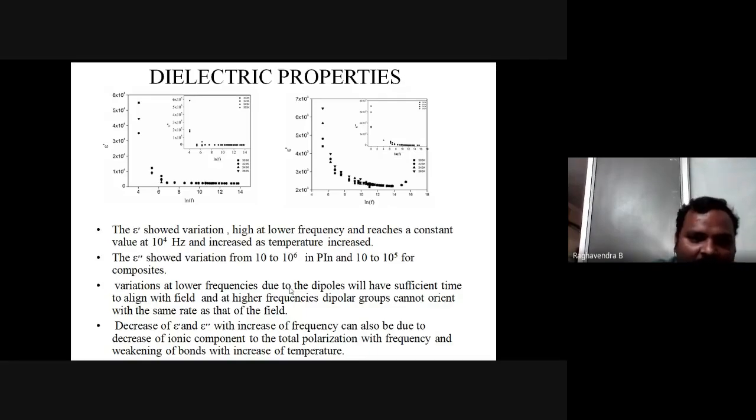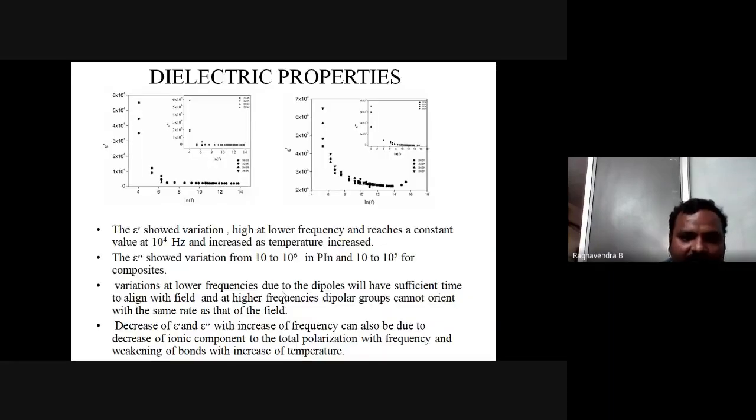We have studied these variations for different temperatures. You can observe here, as the frequency of the applied field increases, the dielectric constant and the dielectric loss are both decreasing, and as the temperature increases too. This is due to the decrease of the ionic component of the polarization and the weakening of the ionic bond as the temperature increases. That is why both the dielectric constant and the dielectric loss decrease with increasing frequency.